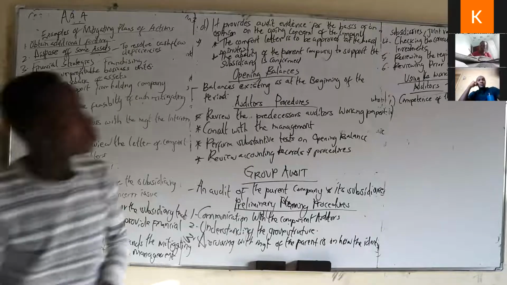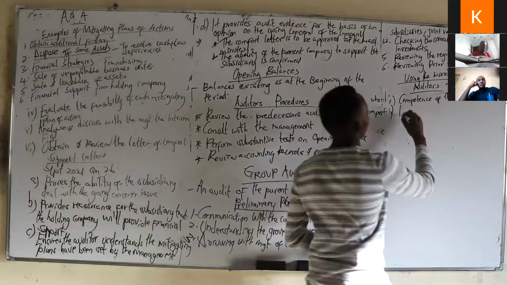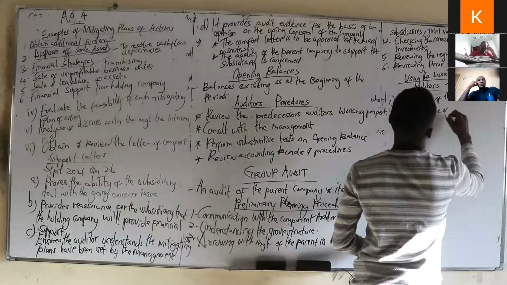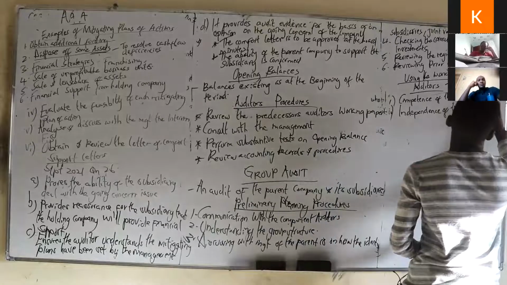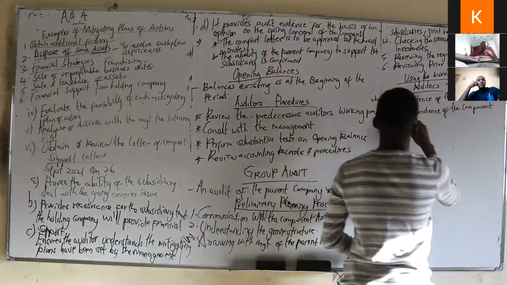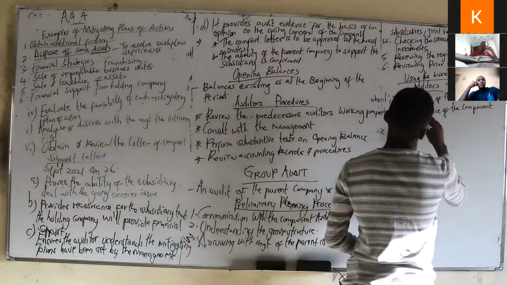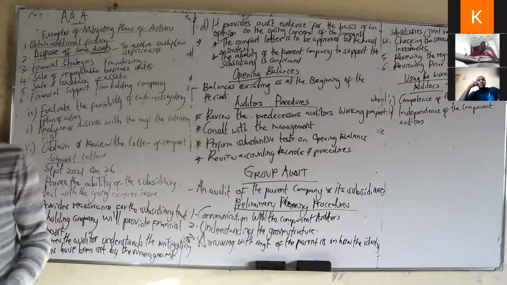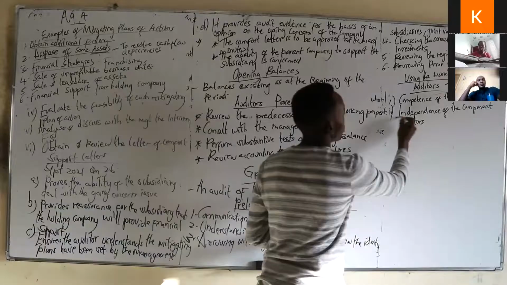And then also the independence of the component auditors. And what did we say about independence? Independence is defined as what? This is whereby the auditor uses his integrity and objectivity to formulate an opinion without being biased. Independence, that is what you're saying in this case.